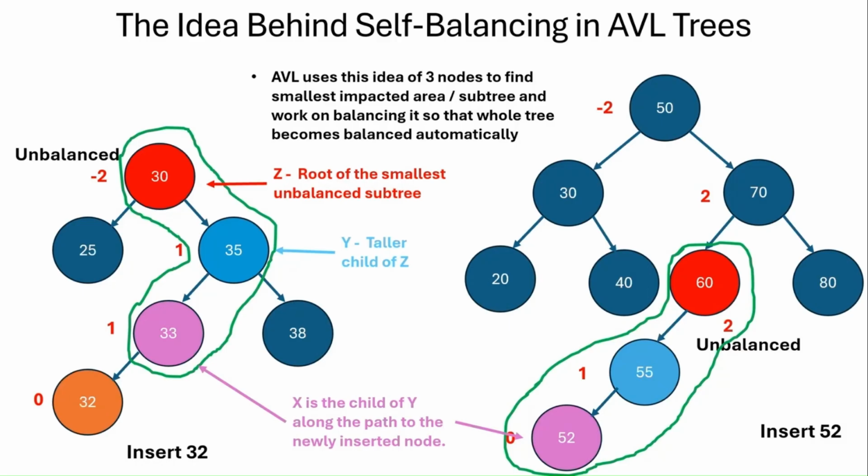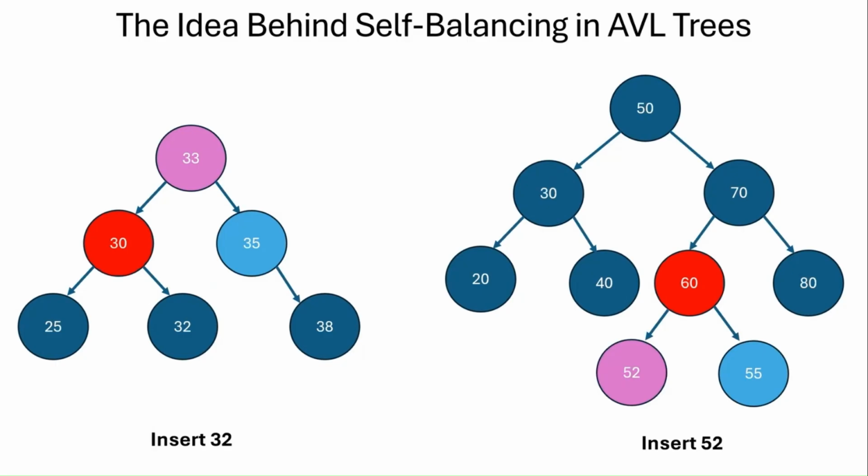Now we understood the idea behind the self-balancing technique in AVL tree. We need to find the three nodes, which are basically representing the smallest impacted area or smallest unbalanced subtree. And once we rotate that impacted area properly, then we can get the balanced subtree like this. Okay. But now the question comes, how can we identify this smallest impacted area? Basically, each impacted area has a three node structure, right? The three node structure can be of different types, right?